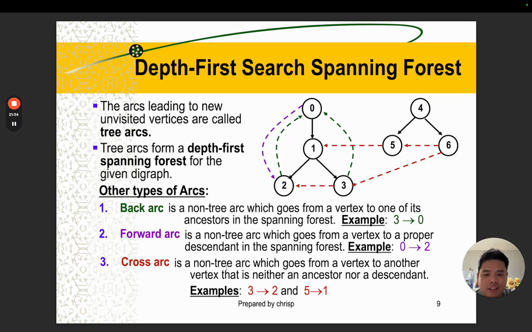Cross arc is a non-tree arc which goes from a vertex to another vertex that is neither an ancestor nor a descendant. These are cross arcs because 5 does not have any ancestor or descendant relationship with 1. 6 does not have a relationship with 5. They are siblings technically, but 6 and 5 are neither ancestors nor descendants. Same with 6 and 3, and 3 and 2.